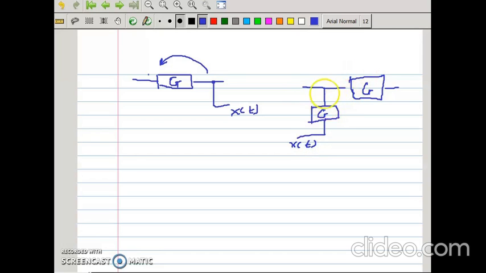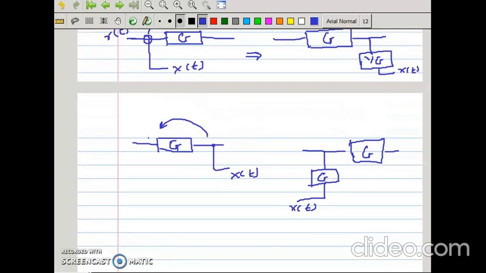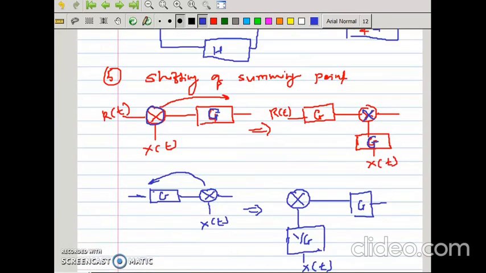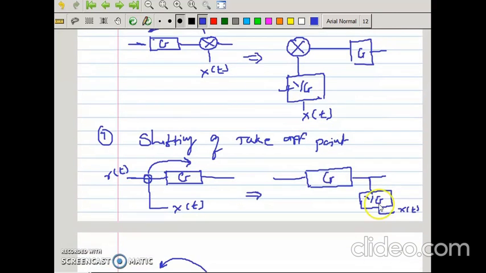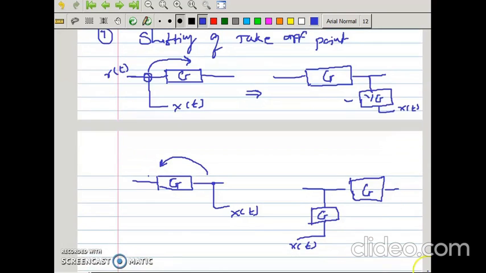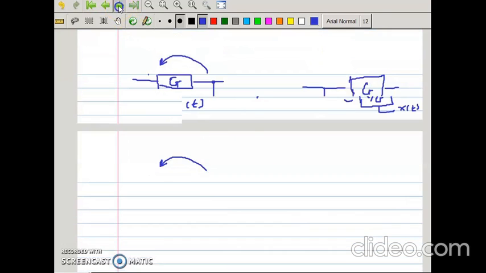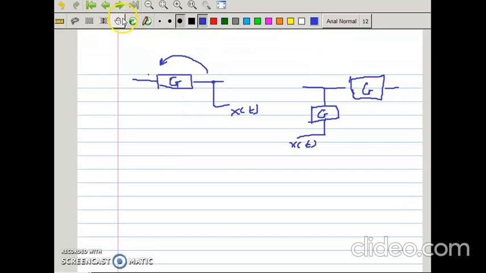So see, when we shift the summing point after the block, only G is added. Before the block, 1 upon G is added. And when we shift the takeoff point after the block, 1 upon G is added. When we shift the takeoff point before the block, only G is added. So this exactly contrasts with the summing point and takeoff point. These are the formulas required to solve block reduction numericals.